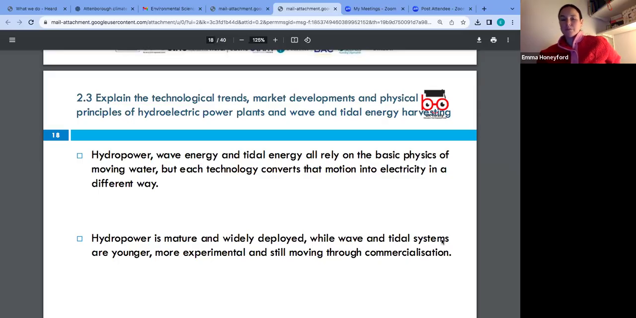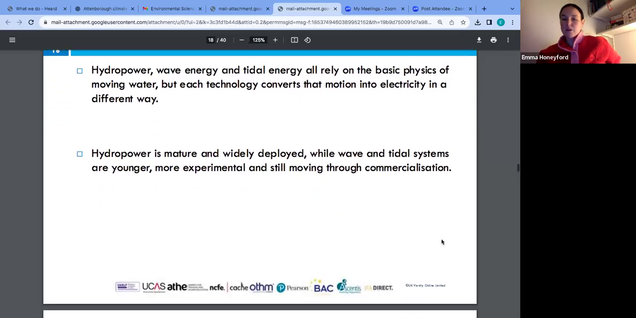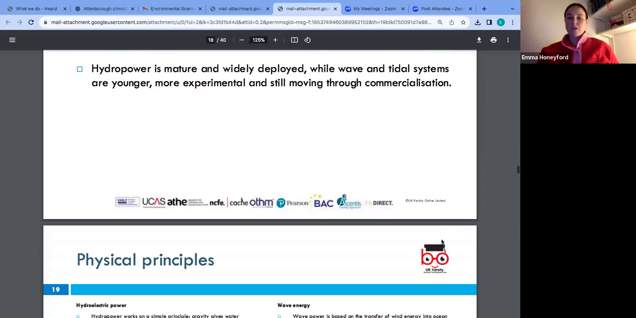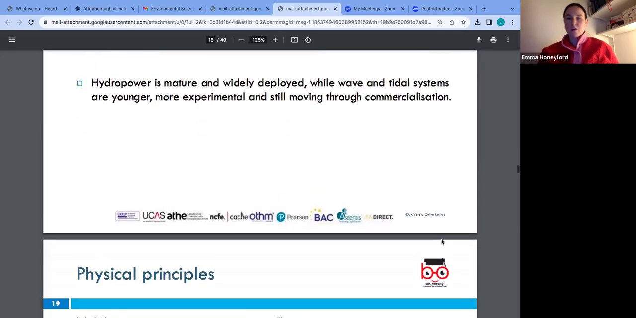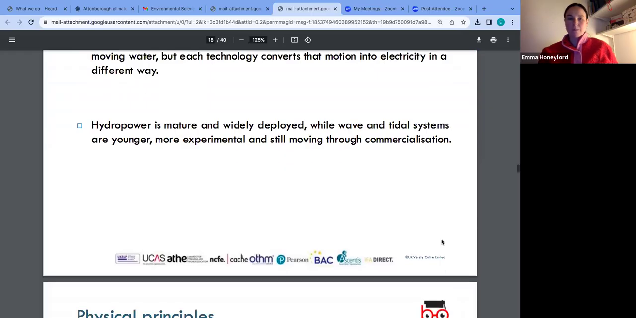So they're all similar in the actual kind of the science of how water moves, but the way in which that energy is converted to produce electricity is different. So hydropower is mature and widely deployed, while wave and tidal systems are younger, more experimental and still moving through commercialisation. So they aren't quite there yet. So they don't quite have the economies of scale.